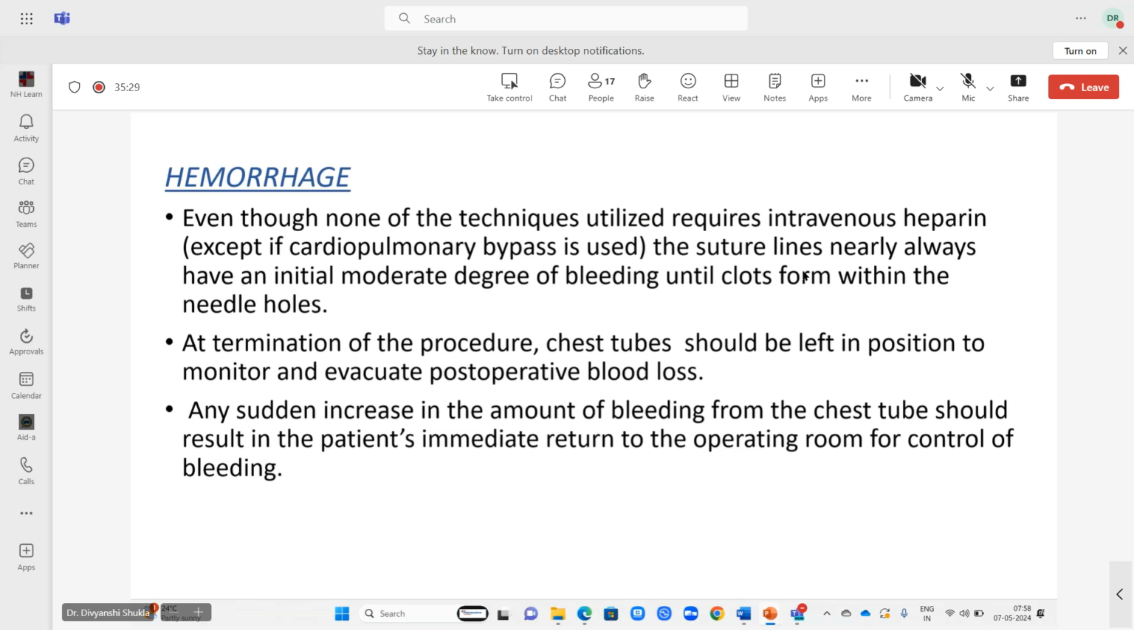Hemorrhage: even though none of the techniques utilized requires intravenous heparin, except if cardiopulmonary bypass is used, the suture lines nearly always have an initial moderate degree of bleeding until clots form within the needle holes. At termination of the procedure, a chest tube should be placed to monitor and evacuate post-operative blood loss. Any sudden increase in the amount of bleeding from the chest tube should result in the patient's immediate return to the operating room for control of bleeding.